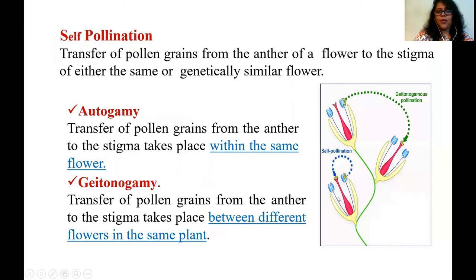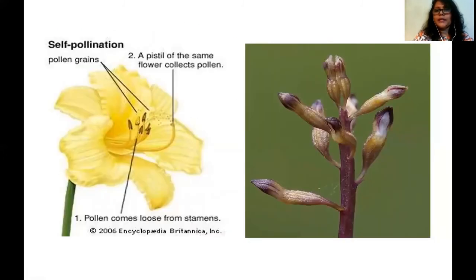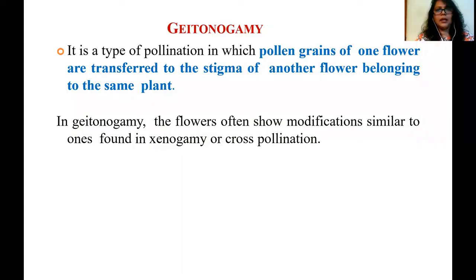Okay. Before the flower opens, fertilization already takes place. That means the anther inside this closed flower already dehisces, that means already opens up and pollen grain is released inside the flower, and the stigma or the gynoecium is ready to collect the pollen grains. So this is how self-pollination is facilitated.